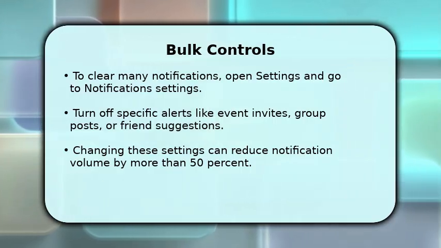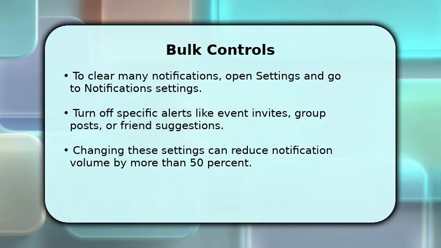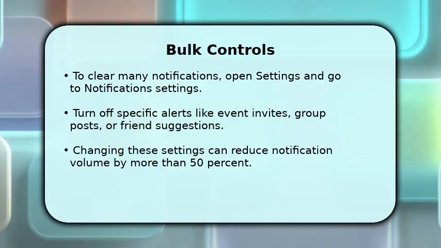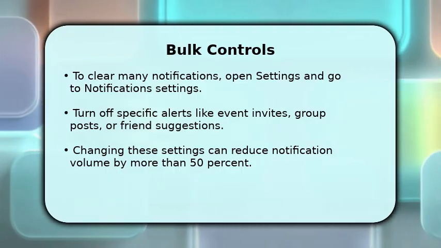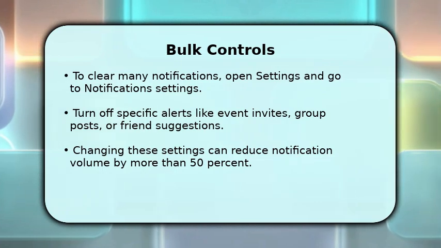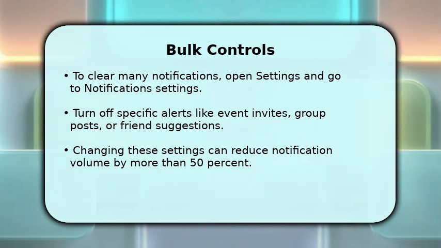Turn off specific alerts like event invites, group posts, or friend suggestions. Select Turn Off to stop future notifications or manage to adjust frequency and types. Changing these settings can reduce notification volume by more than 50%.